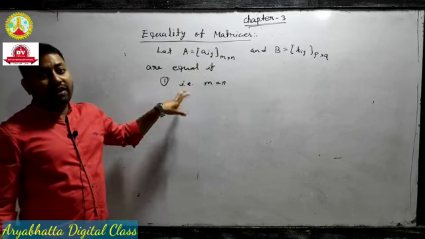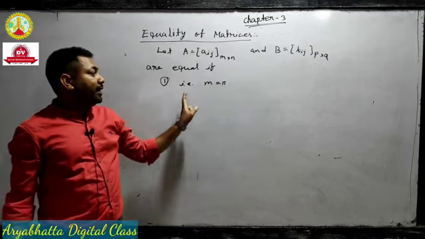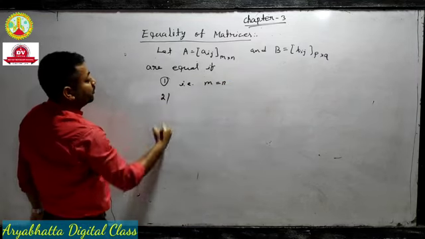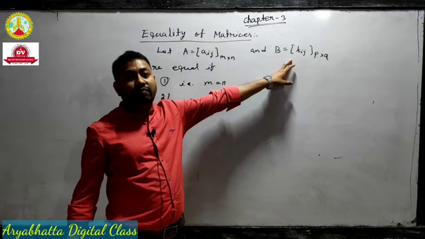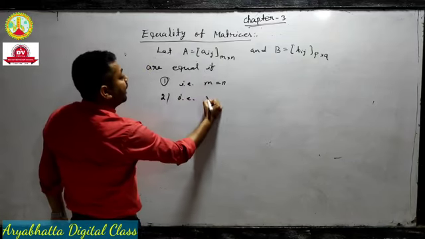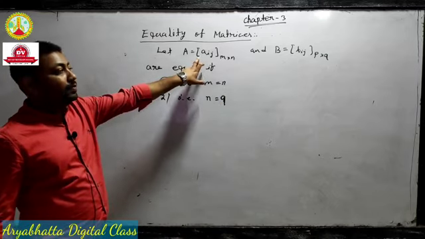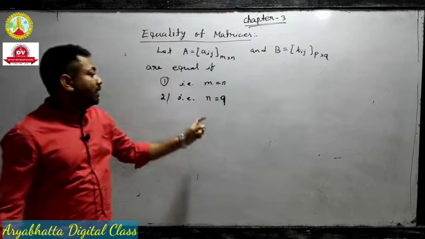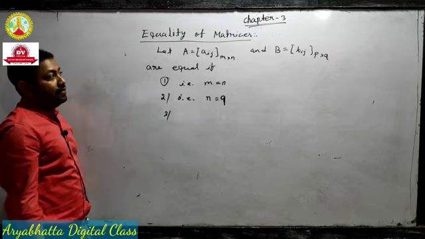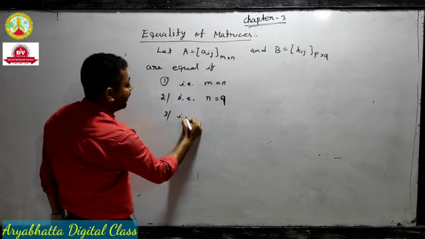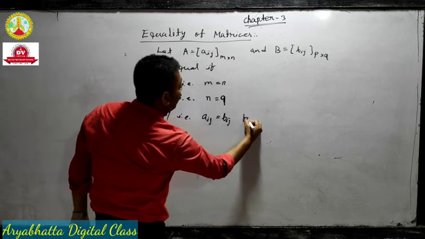Two matrices A and B are equal if the number of rows in A is equal to the number of rows in B, that is m equal to n. Condition 2: the number of columns in A is equal to the number of columns in B, that is n equal to q. Third condition: the corresponding elements are equal, that is Aij equal to Bij for all i, j.